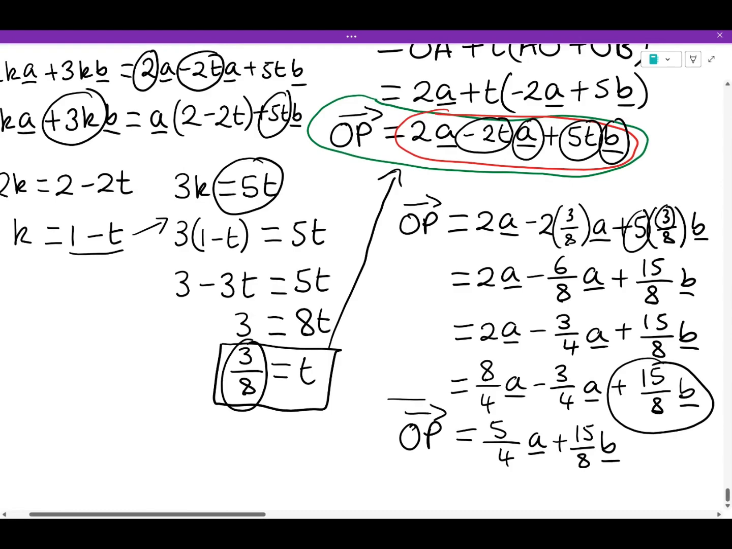So we have managed to answer the toughest type of question you could get for vectors at GCSE.